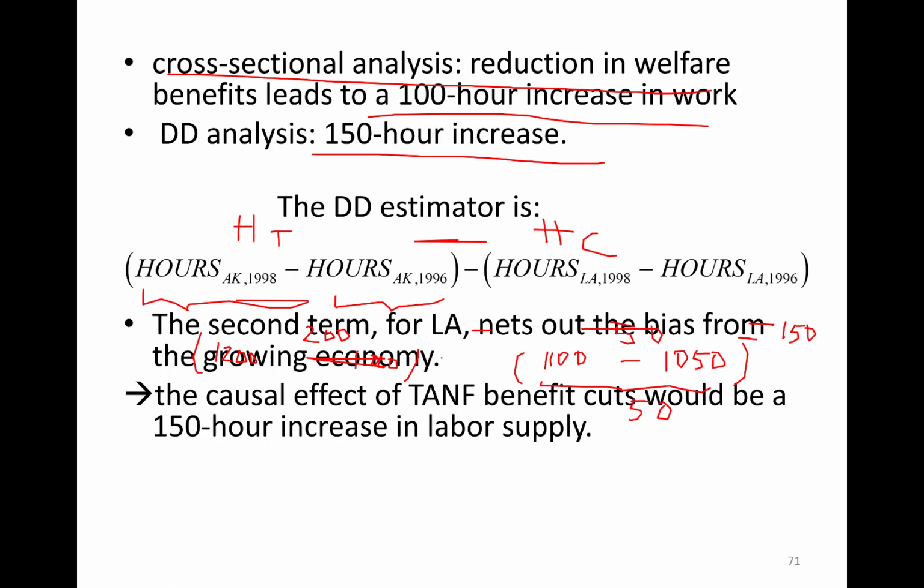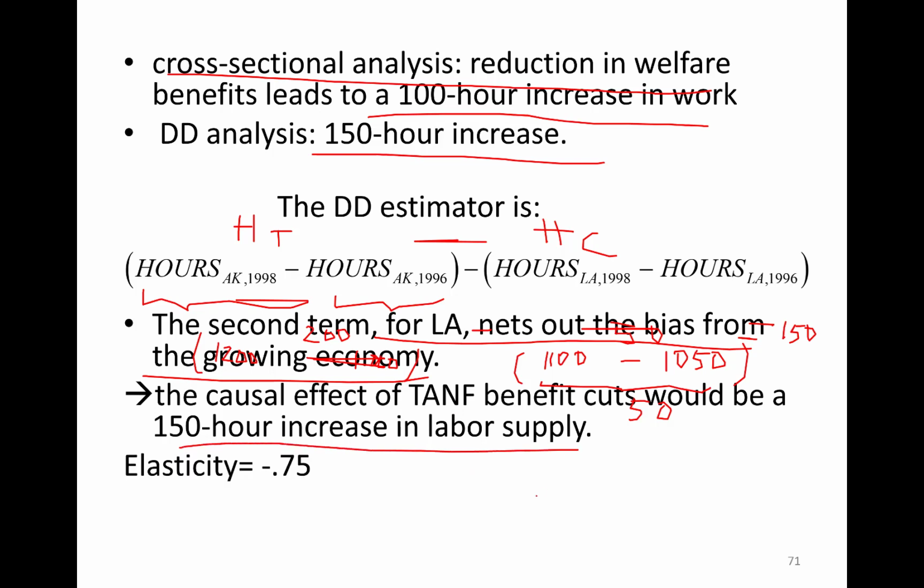So the second term for Louisiana nets out the bias from the growing economy. The causal effect of the temporary assistance to needy families benefit cut would be a 150-hour increase in labor supply. So what's the elasticity?